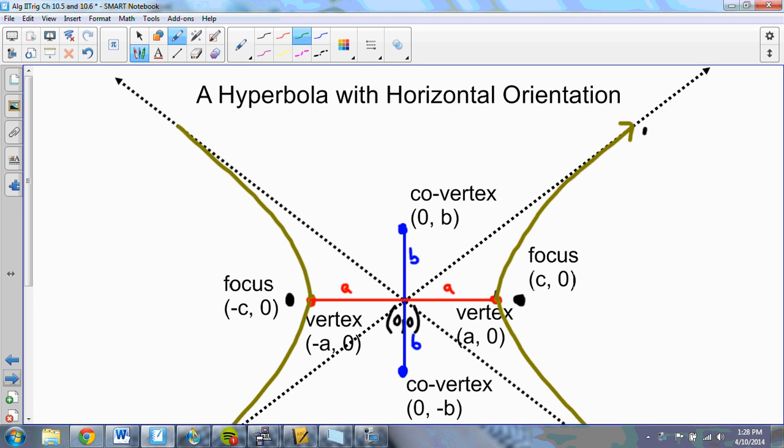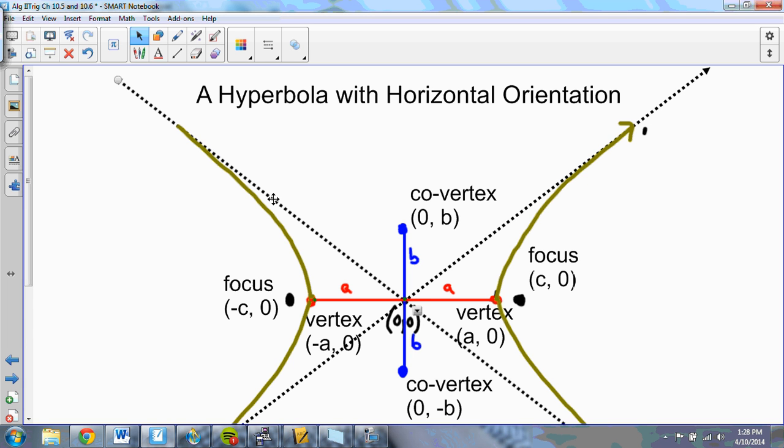C is still the distance from the center to the focus. The distance from the center to the vertex is A. Distance from the center to the co-vertex is B. I'm not actually allowed to use that term co-vertex because this point isn't actually on the graph. The green line is the actual hyperbola itself. Everything else is just stuff you find to build the hyperbola. So it's not technically a co-vertex, but you can think about it the same way.